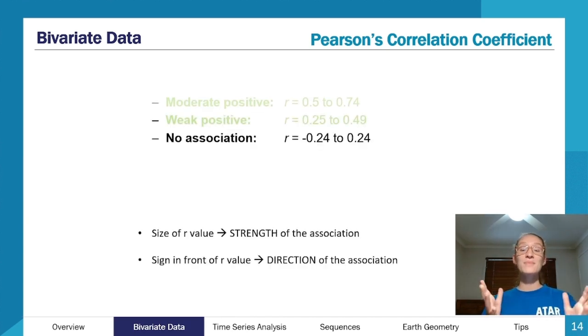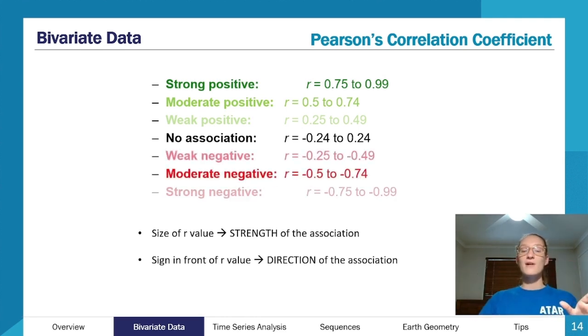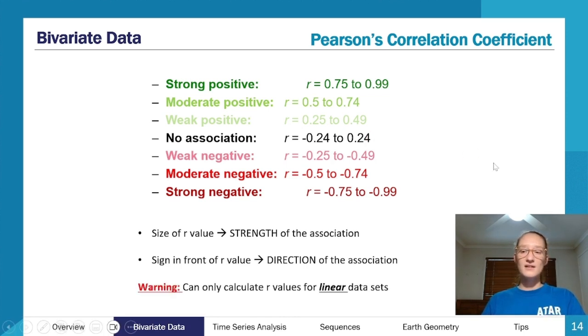So Pearson's correlation coefficient is a number between negative 1 and 1. We talked about before how the sign indicates whether it's positive or negative, which is again our direction. Our negative R values are between 0 and negative 1, and our positive R values are between 0 and positive 1, the opposite. The size of the R value again tells us about the strength of the association, and this is an example of a classification system that you could use to help work that out. For example, the ones that are closer to 0 are what we call no association. As a general rule, the closer it is to negative 1 or positive 1, the stronger the relationship, and the closer it is to 0, the weaker the relationship. I'm going to illustrate that a bit clearer on our next slide.